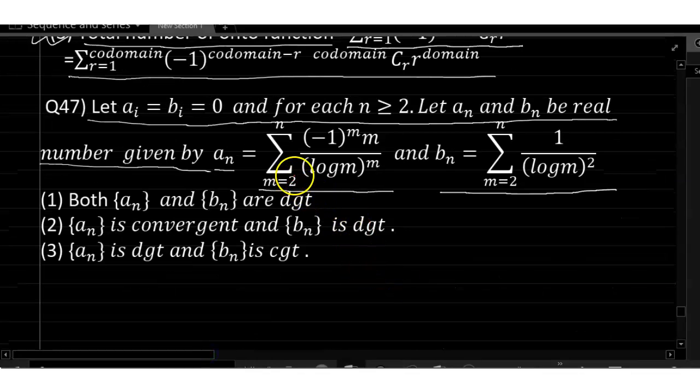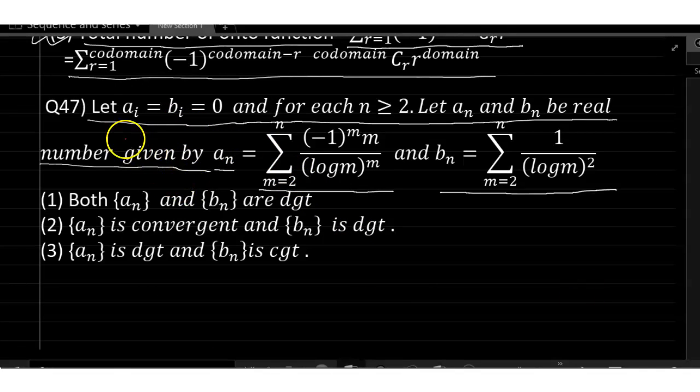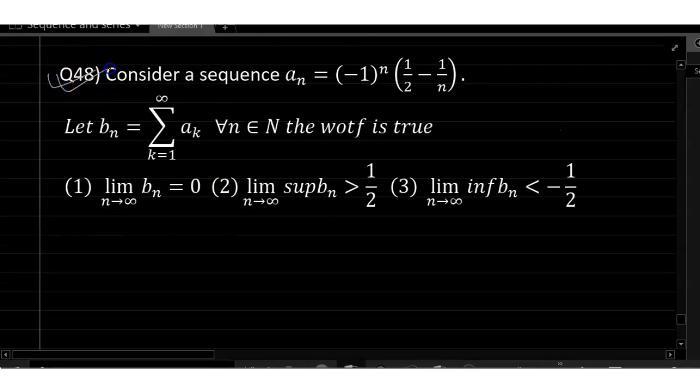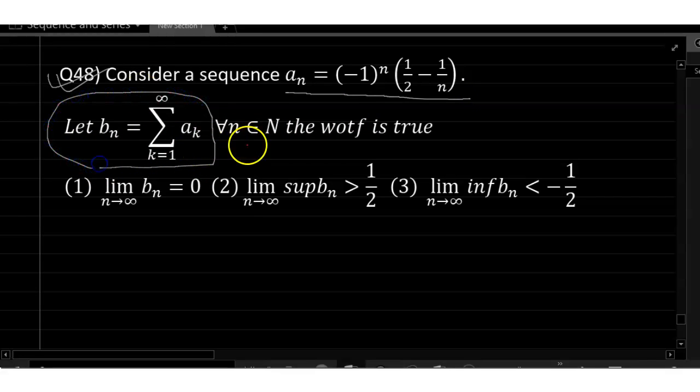So friends, now we will go to solve this problem. How can I solve? Friends, now number 48. How to solve? a_n equals (-1) to the power n, 1 by 2 minus 1 by n. Let b_n equal the sum k equals 1 to n of a_k. Which option is true? Limit n tends to infinity b_n equals 0, supremum b_n equals half, limit infinity b_n equals minus half.